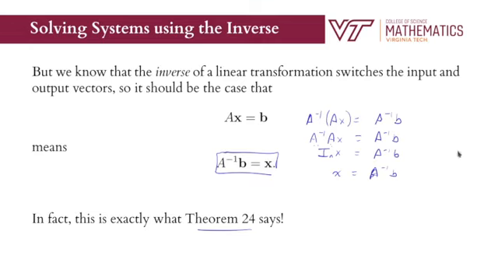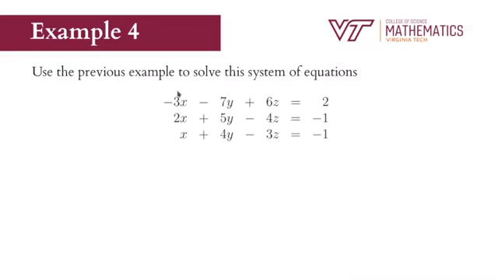This is something that you do in regular algebra. If you want to solve 3x equals 9, you can multiply both sides by 1/3. On this side, the 1/3 and the 3 cancel, and we just get x equals 3. It turns out that rule works for matrices if the matrix is invertible. So let's move on and try an example using this. Let's solve this system of equations.